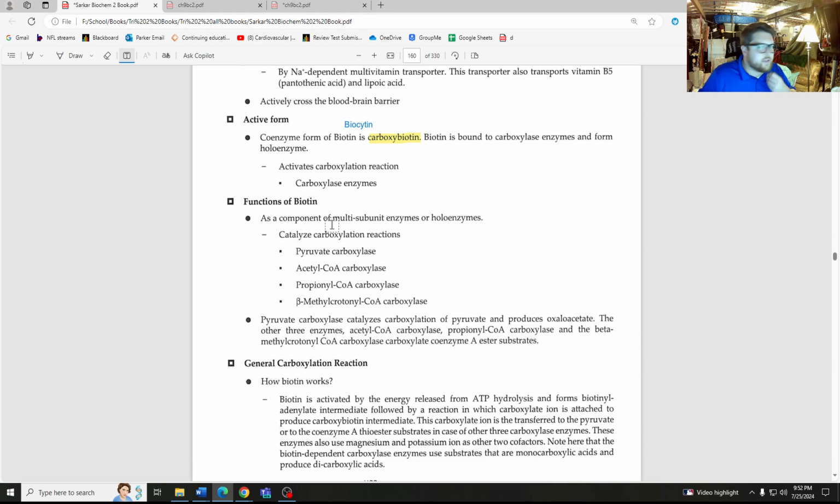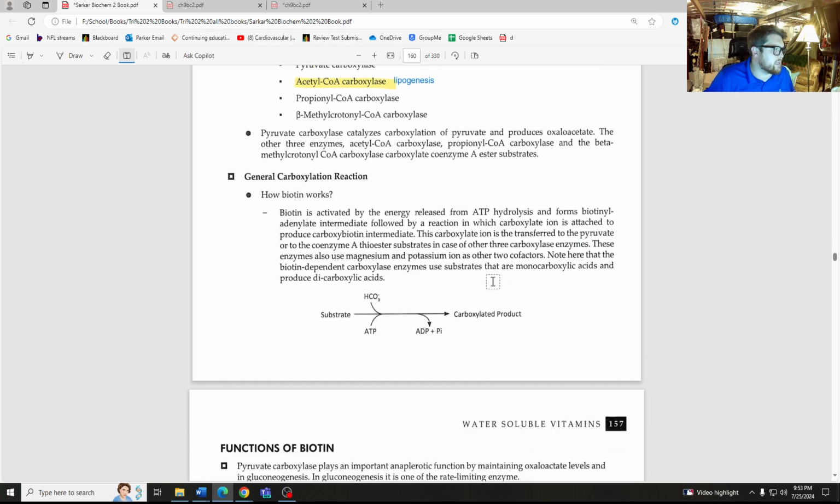The functions of biotin, a lot of it's going to be, again, carboxylation reactions. So all of our carboxylase type enzymes, so adding a CO2. Remember, like our acetyl-CoA carboxylase, this guy right here specifically, is involved in lipogenesis, so making of fats. So that's the one. He might ask a question about some of these, but that's the most common one that gets asked.